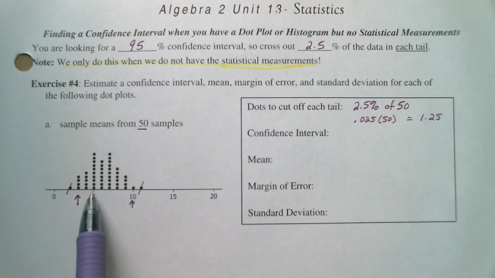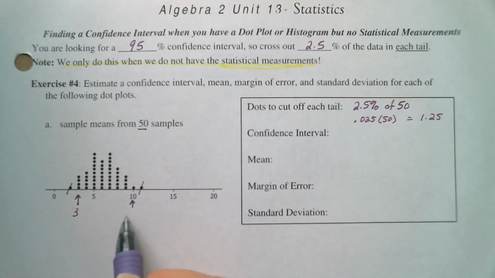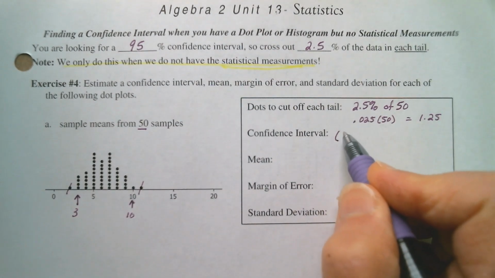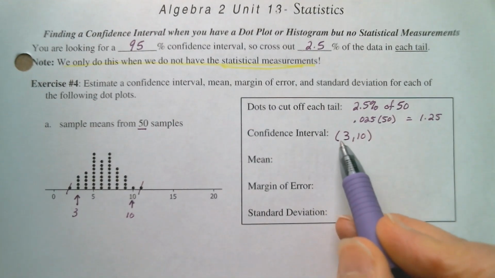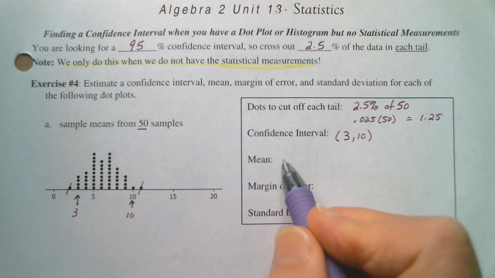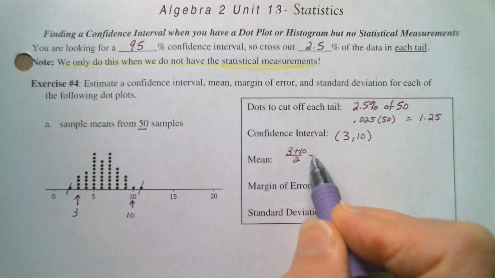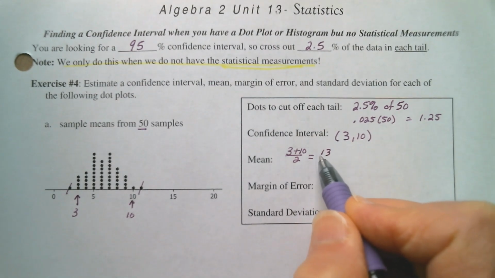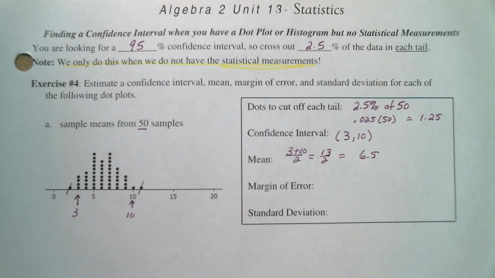And let's see, if this is 5, 4, 3, 2, 1. So this is 3, and this is 10. So our estimated confidence interval is 3 to 10. The mean needs to be midway between that. So the mean is going to be 3 plus 10 divided by 2. 13 divided by 2 is 6.5. So the mean is 6.5.